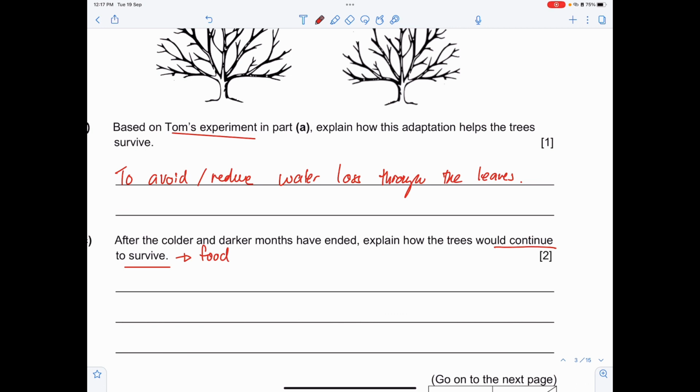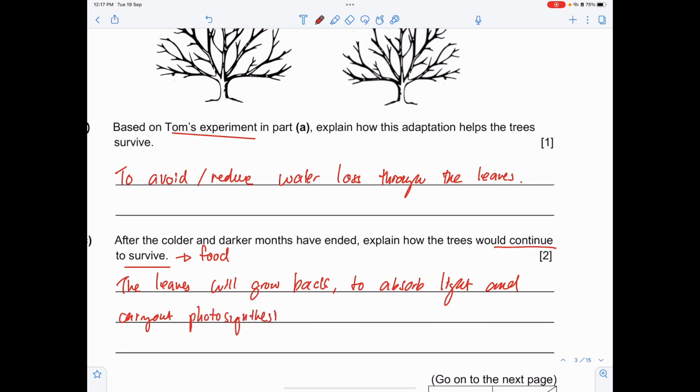So for food, the plants obviously need leaves. So basically, you need to say that the leaves will grow back to absorb light and carry out photosynthesis. Photosynthesis includes making food already, but between photosynthesis and making food, photosynthesis is the higher order one.